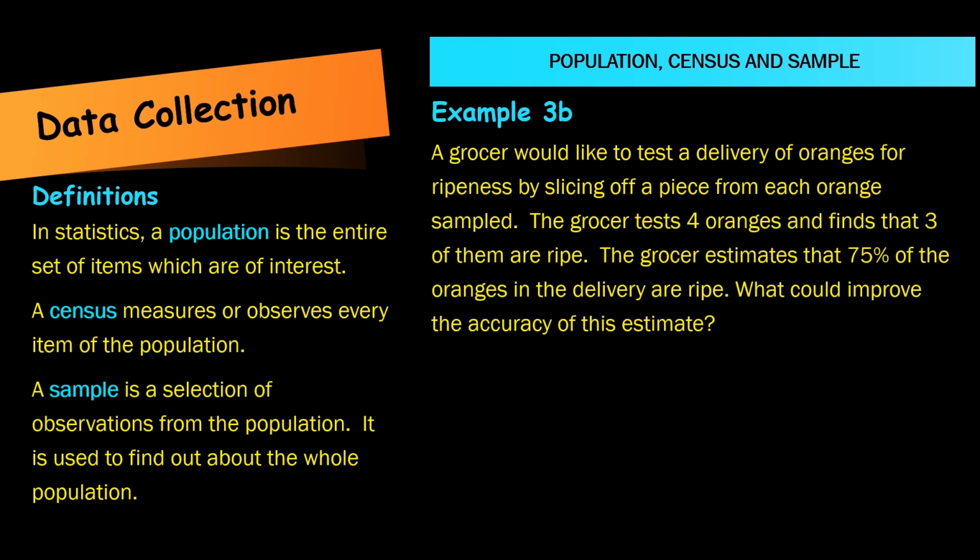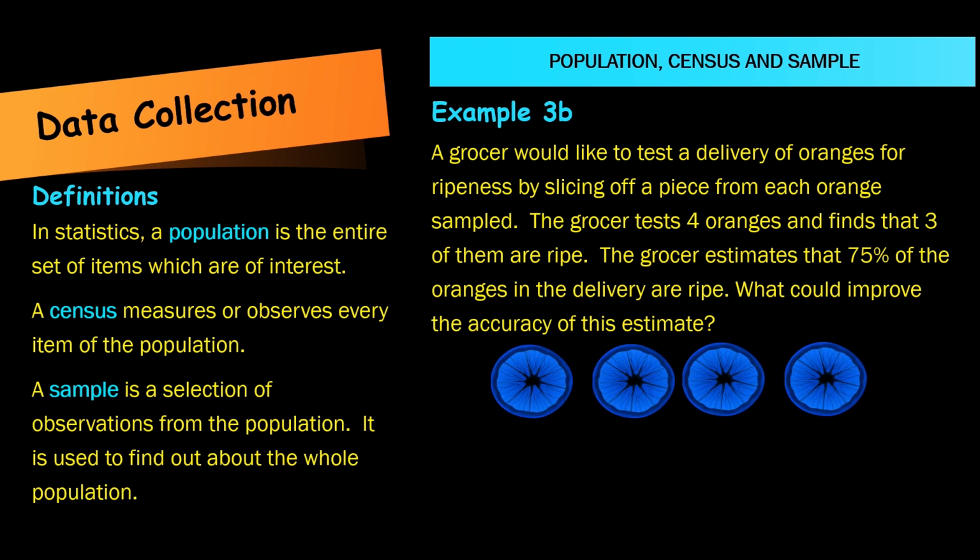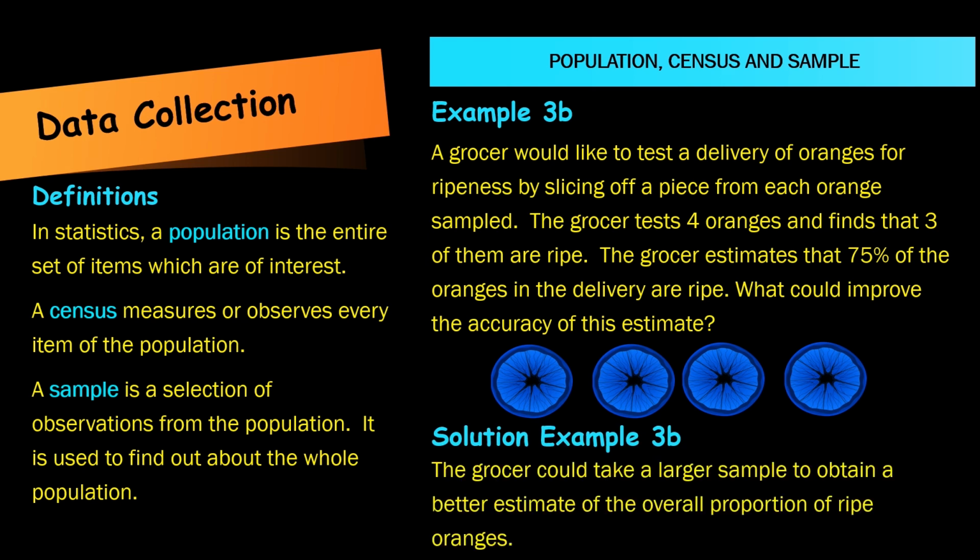Now let's take a look at part B. The grocer tests 4 oranges and finds that 3 of them are ripe. The grocer estimates that 75% of the oranges in the delivery are ripe. What could improve the accuracy of this estimate? So let's solve this. The grocer could take a larger sample to obtain a better estimate of the overall proportion of ripe oranges.